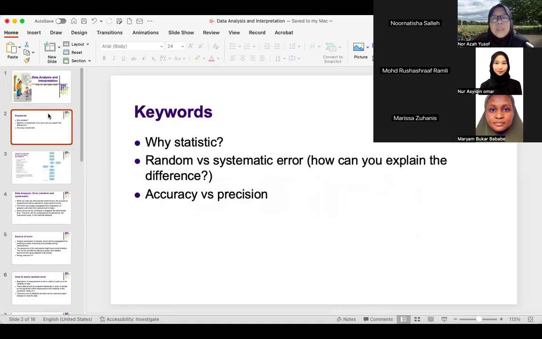The keywords today are the reason that you need to use statistics, okay? Then I hope by now you can explain the difference between random versus systematic error, and really understand accuracy versus precision.